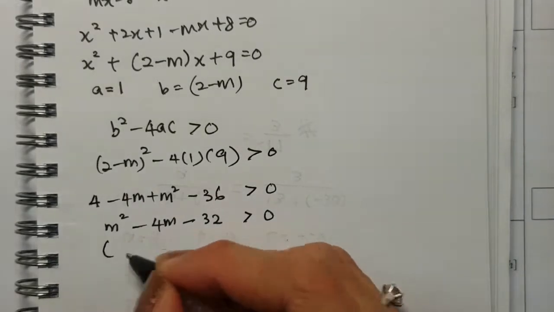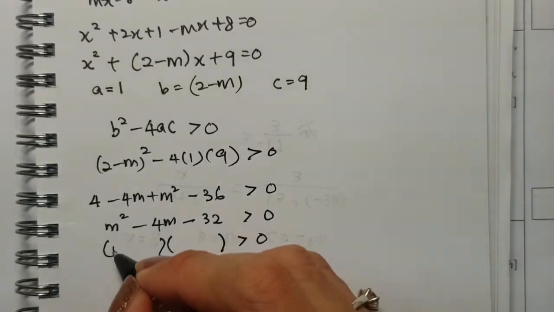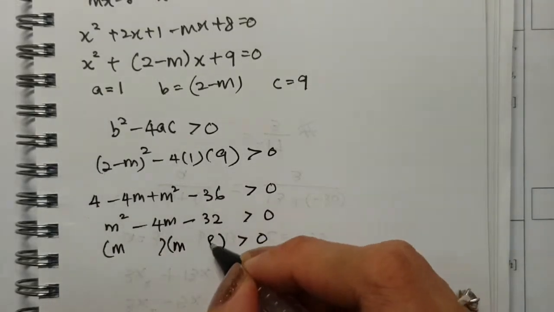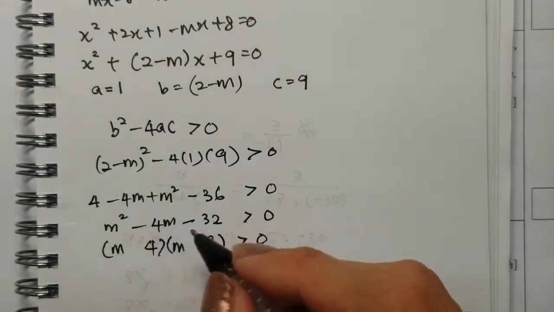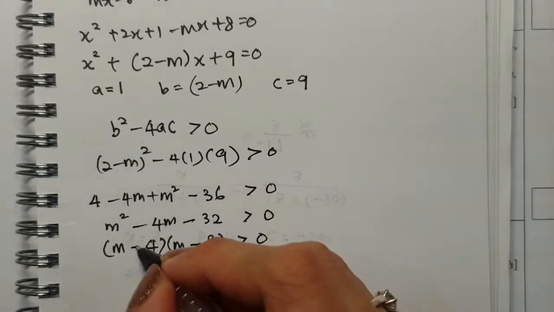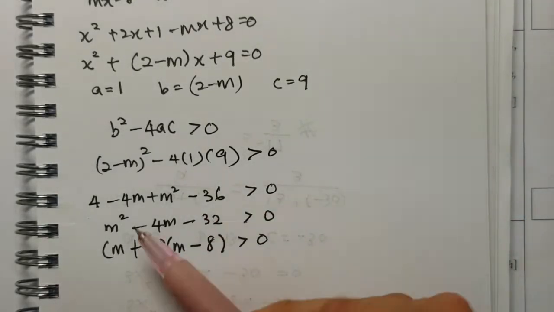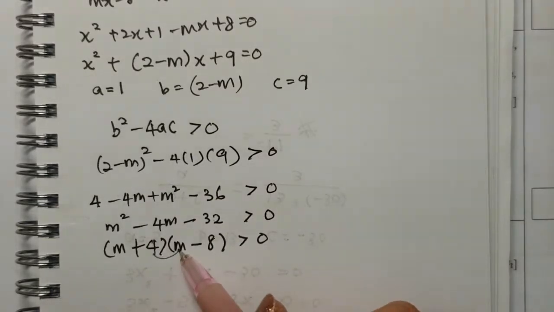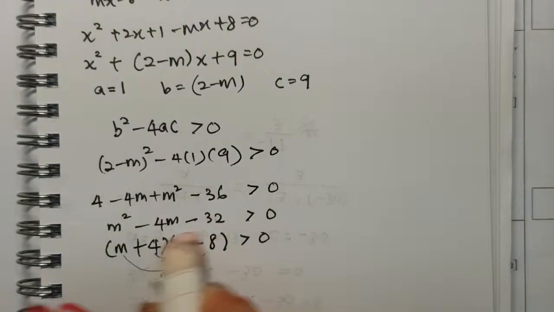So we assume that this is an equation. If this is an equation, what's next? We have to factorize, isn't it? So let's factorize this. And then to get 32 is 8 times 4. And then to get negative 4m, we will have negative over here, positive over here. So let's double check. The inner pair is positive 4m, the outer pair is negative 8m, and the sum will give us negative 4m. So our factorization is correct.